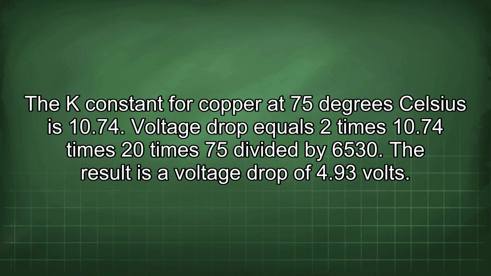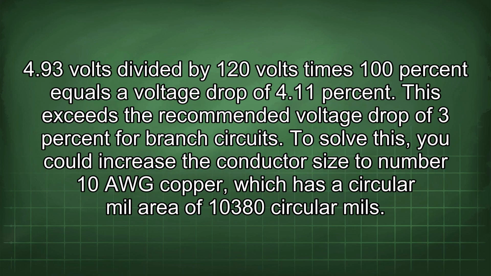Voltage drop equals 2 times 10.74 times 20 times 75 divided by 6,530. The result is a voltage drop of 4.93 volts. 4.93 volts divided by 120 volts times 100% equals a voltage drop of 4.11%. This exceeds the recommended voltage drop of 3% for branch circuits.